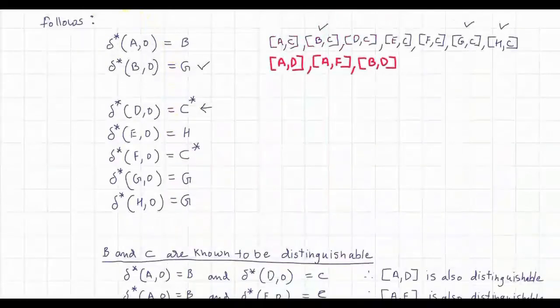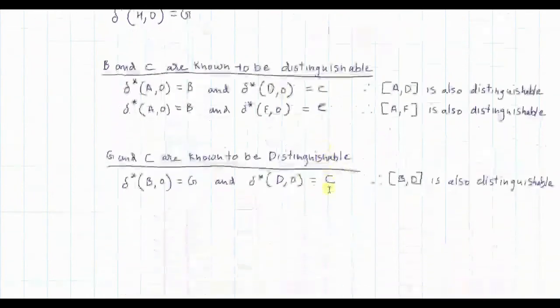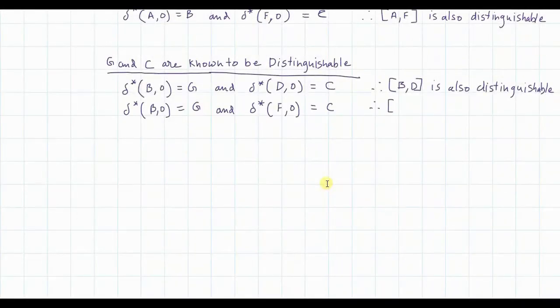What I have done is consider this G and this C. Now I'll consider this G and the second C in the list. B on 0 gives you G, and F on 0 gives you C. Since G and C are distinguishable, I can say that B and F are also distinguishable, right? Therefore, B and F are also distinguishable.